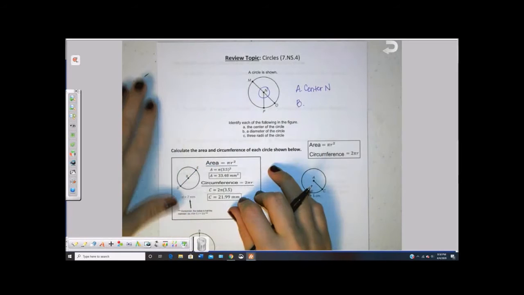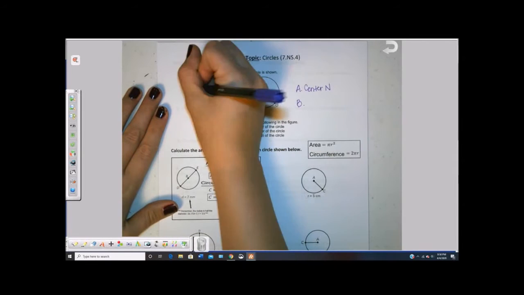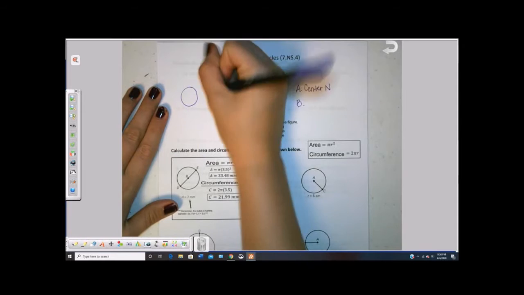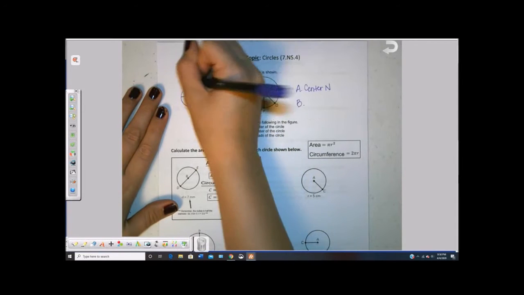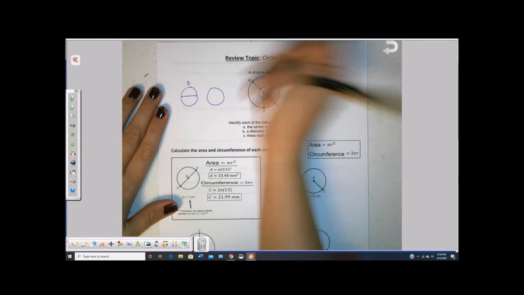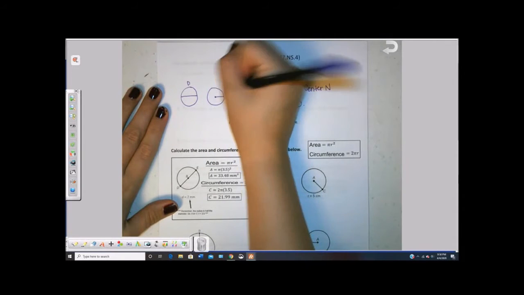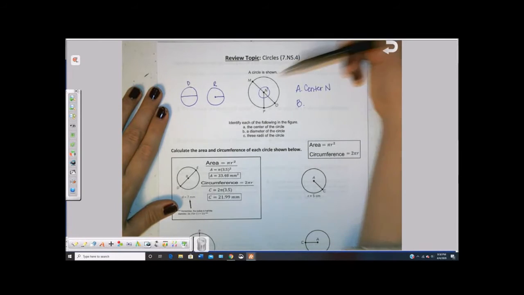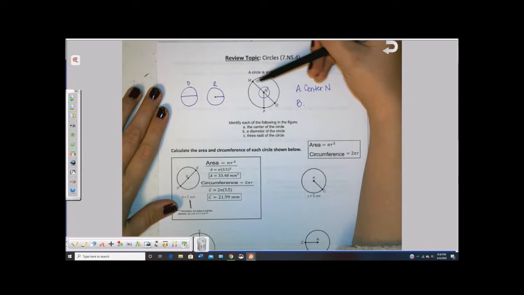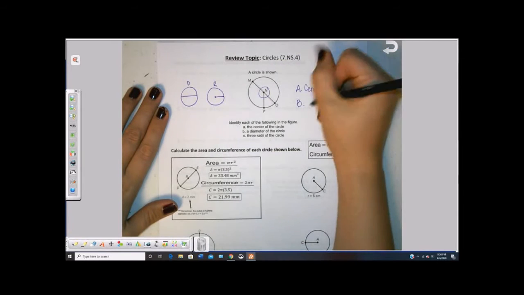Then B asks for what is the diameter of a circle. And remember when we were doing circles, there were two different things. There was a diameter and there was a radius. And remember, diameter is all the way across and radius is halfway across. So when it's asking for the diameter, it's asking for that line all the way across. So that would be the M, N, and O.